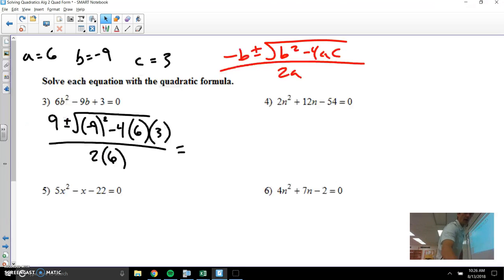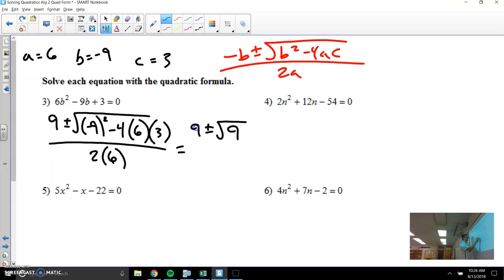So now, as an organization to this in terms of keeping up with where you are in the problem, this is 9 still, plus minus the square root of 9, and that 9 just came from the calculator that we just got, and then 2 times 6 is 12.